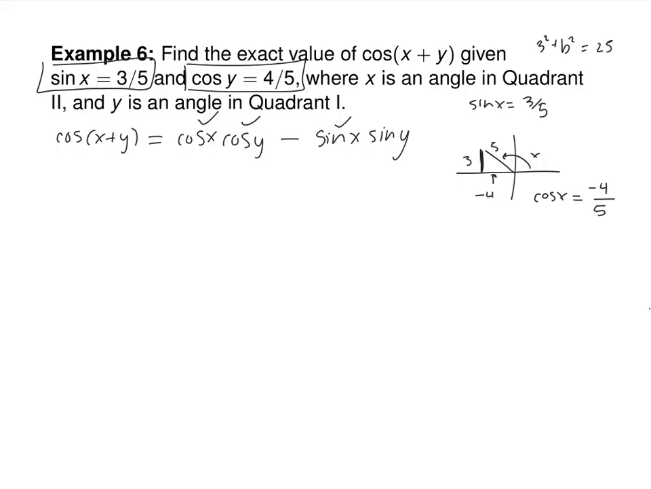How do you think you're going to find the one remaining one? We did a triangle there, right? Any reason not to do it again? Using the fact that cosine of y is 4/5. What quadrant was the y angle in? Quadrant 1. Yes.